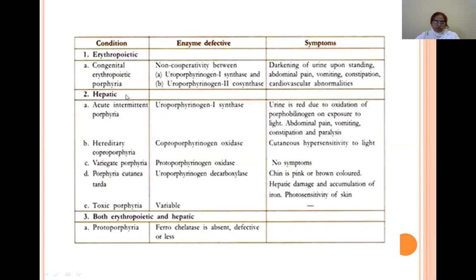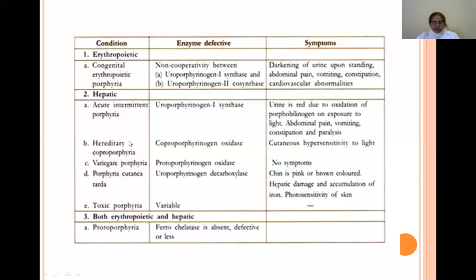Now see the hepatic. Acute intermittent porphyria. In this, the enzyme deficiency is uroporphyrinogen I synthase, and urine is red due to the oxidation of porphobilinogen on exposure to light. Symptoms are abdominal pain, vomiting, and acute paralysis.